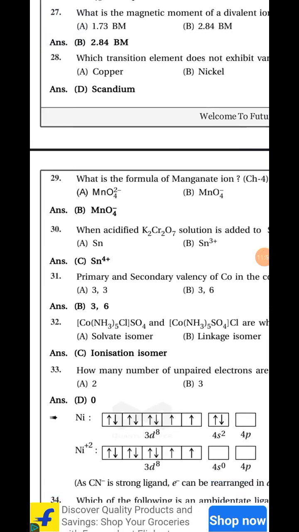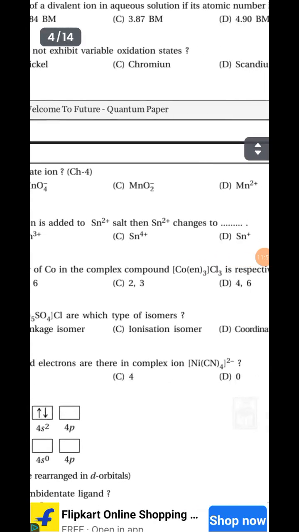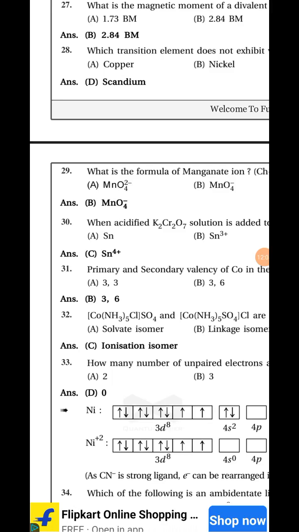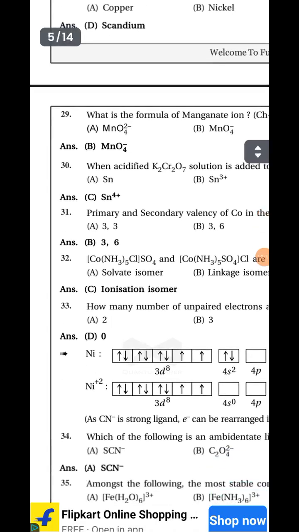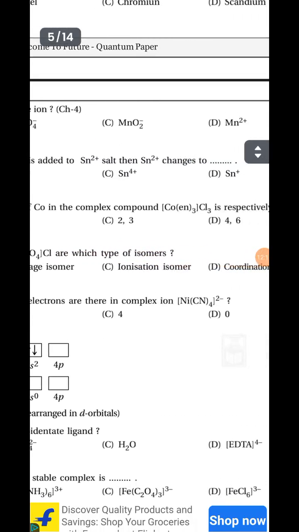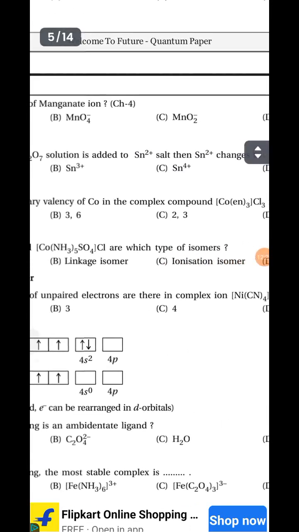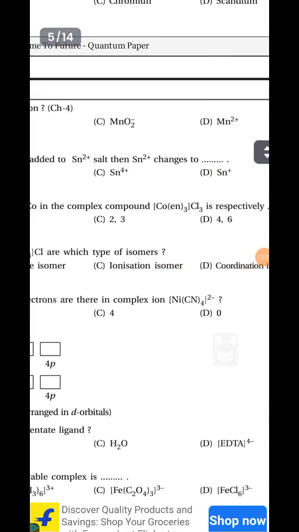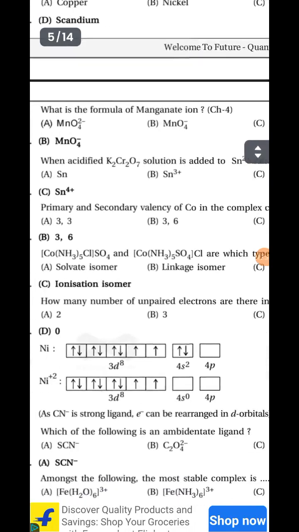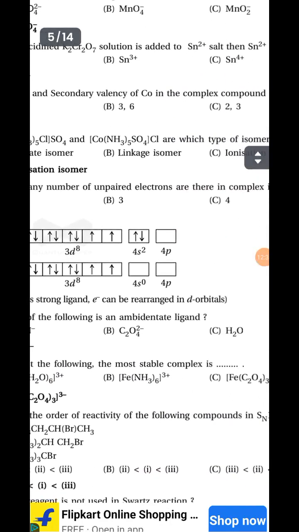Here from the same chapter it is asked which type of isomer. So here you can check it out, ionization. Here in both these coordination compounds, the ions are getting changed, so that is due to ionization isomerism. How many unpaired electrons are there in this complex? Here we can check, this would be 0, because in this complex cyanide is a strong ligand, so pairing takes place, and so there would be no unpaired electrons, and it is diamagnetic in nature. Which of the following is an ambidentate ligand?